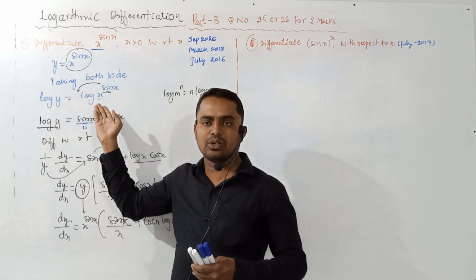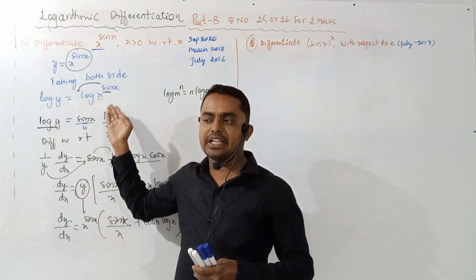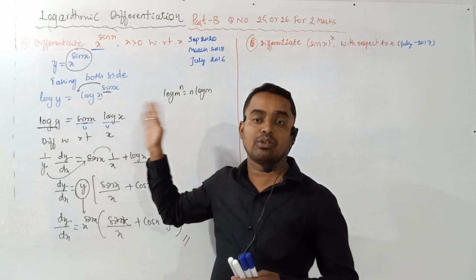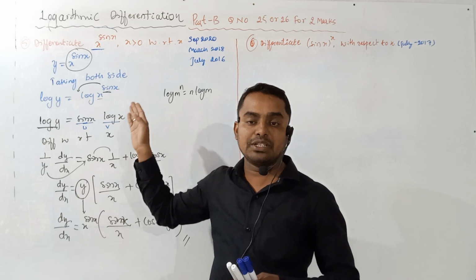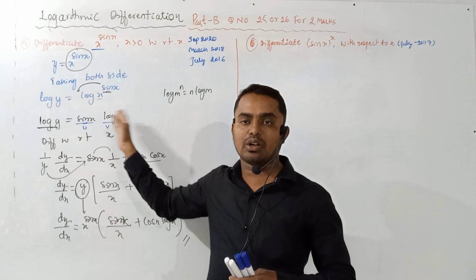Then log y is equal to log x raised to sin x. This can be written using the property log m raised to n is equal to n into log m. Here n is sin x and m is log x... rather m is x, so sin x comes to the front. Log y is equal to sin x into log x.